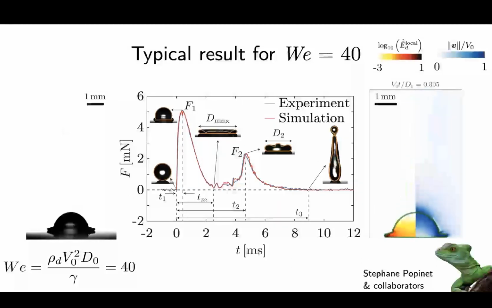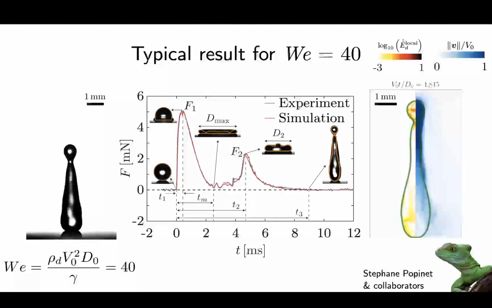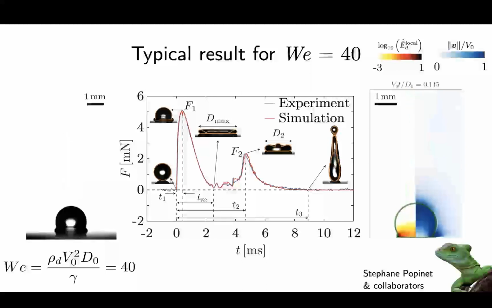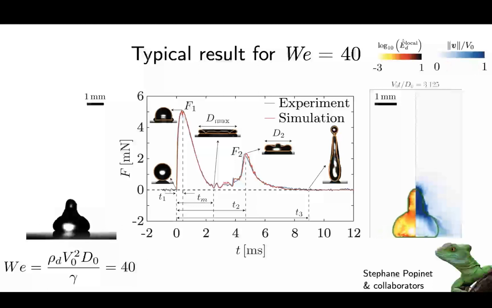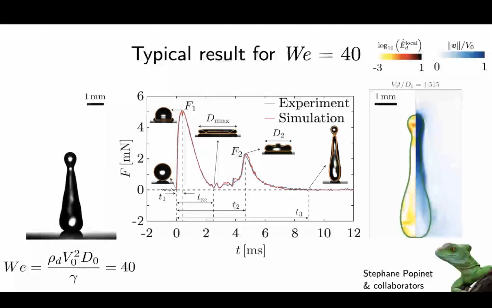All these simulations were done with an open source software called Basilisk C, which was developed by Stéphane Popinet and team. In the simulation video on the right, we show the log10 of the viscous dissipation rate and the velocity normalized with the impact velocity.